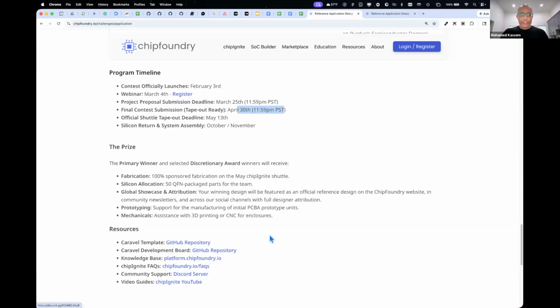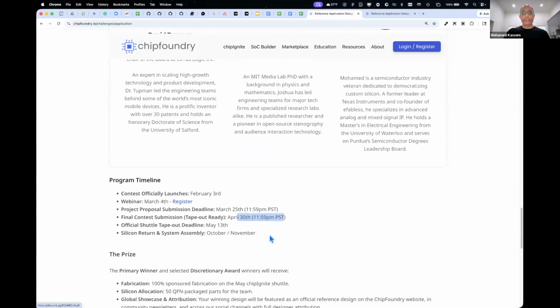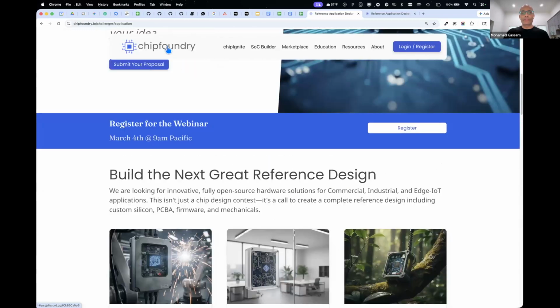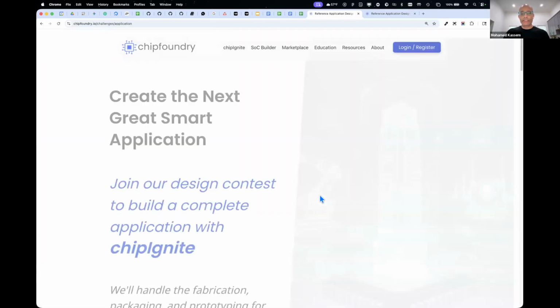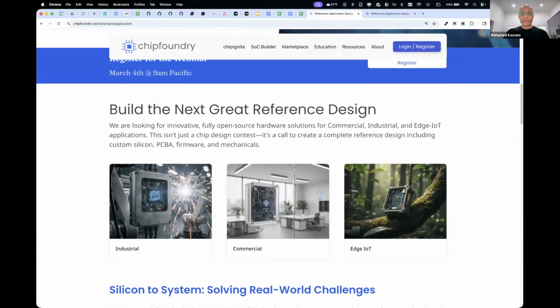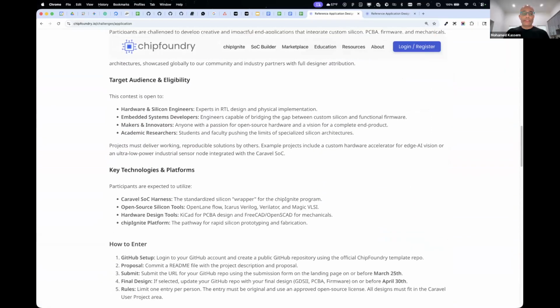Now, as we said, we're going to be supporting the hardware development, and potentially, if you finished a whole product, getting the mechanical design included as well. So just go to the Chip Foundry website. You're going to find the link to the challenge right there, and then I'm going to pause here to answer any questions. Awesome, thanks, Mohammed.